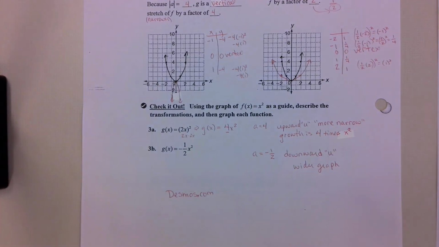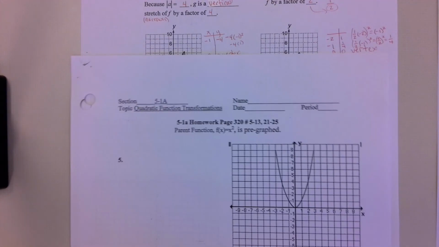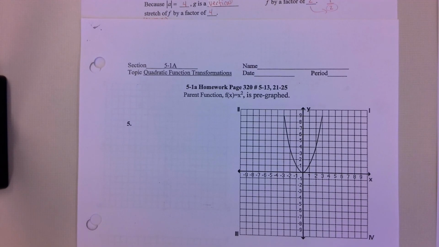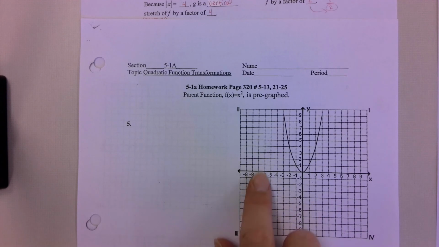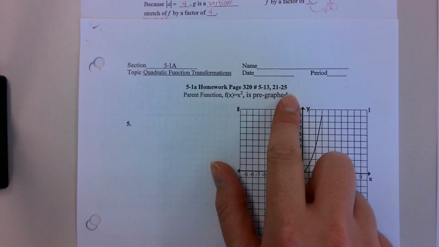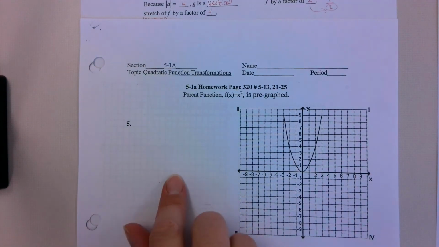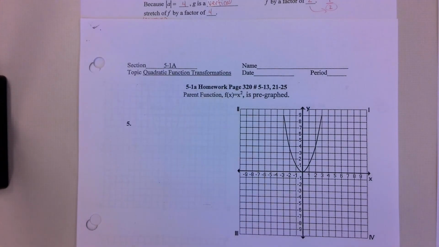Please make sure you work on your textbook homework, which are the next 2 pages in your packet, 5 through 13, 21 through 25. Give a quick description of what's going on. You can always make yourself a chart using your vertex to build around it.